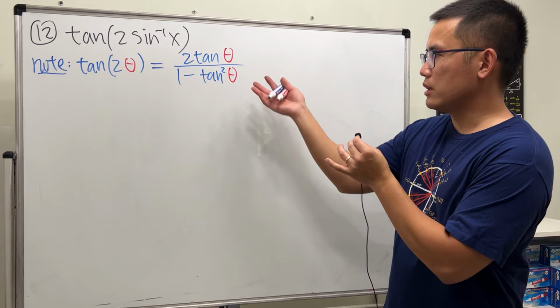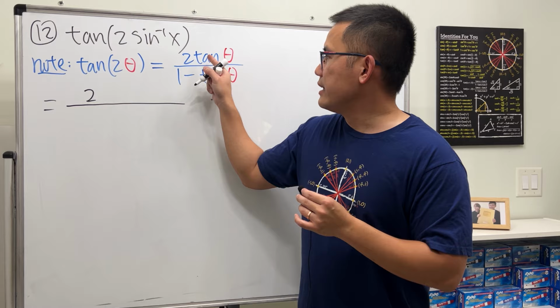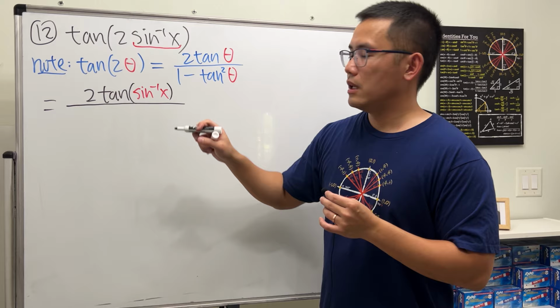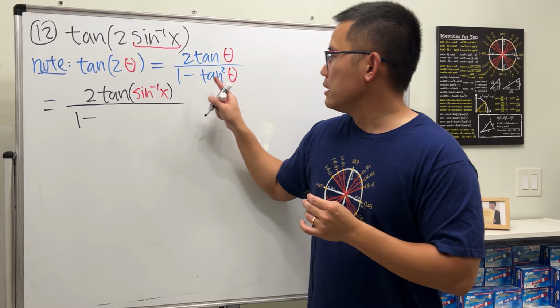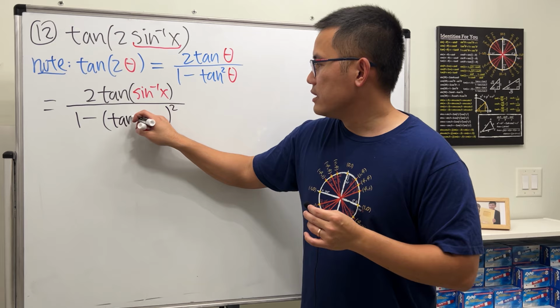So the first move shall be, rewrite this. We are looking at 2 and then tangent. Our angle here is the inverse sine x. So let's just put that down here, inverse sine x. Continue. Yeah, 1 minus. This is tangent squared theta. So let's put it like this. Open the parentheses and then just square that. And inside here, we are looking at tangent of inverse sine x like this.